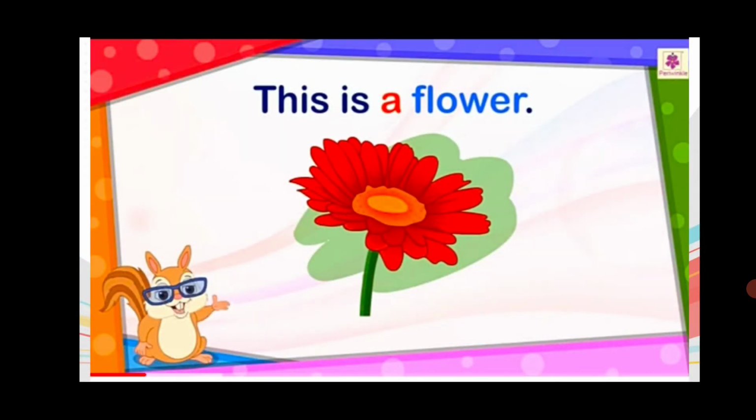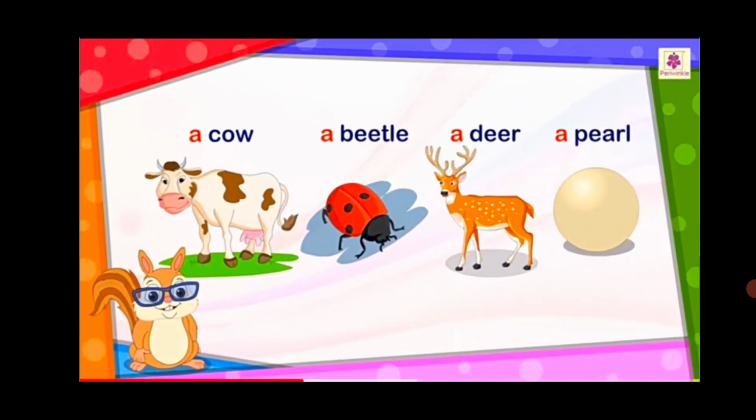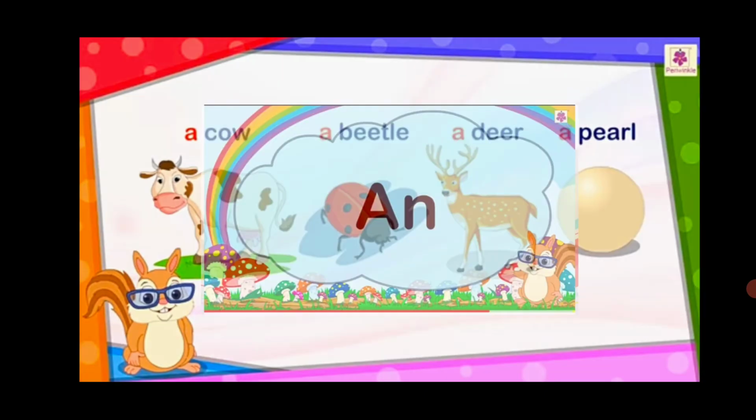Now we'll see the next example. This is a flower. F begins with a consonant. Means the word flower begins with the consonant F. So we used here a. A cow, a beetle, a deer, a pearl. These are the examples of a.